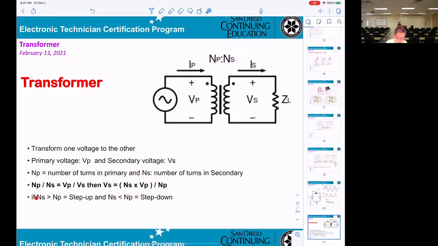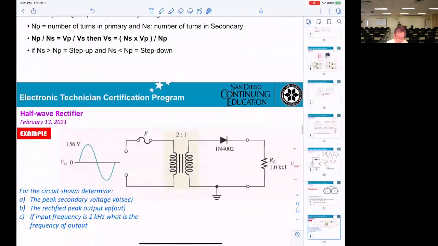If NS is higher than NP, okay, you get a step-up transformer. Step-up transformer means you get 120 volts in the primary, however, when you go to the secondary, you get 240. It's step up. Or they can be stepped down. If you get 120 volts here and you get 24 volts here, that's a step down, depending on NS and NP, the wiring.